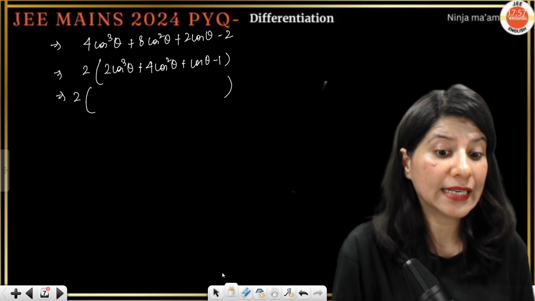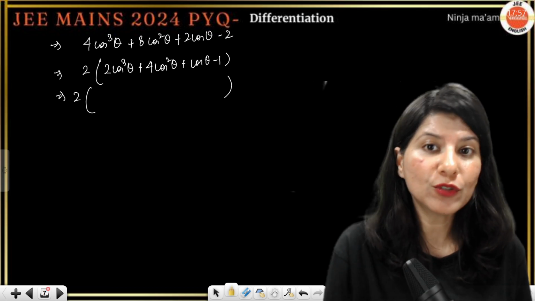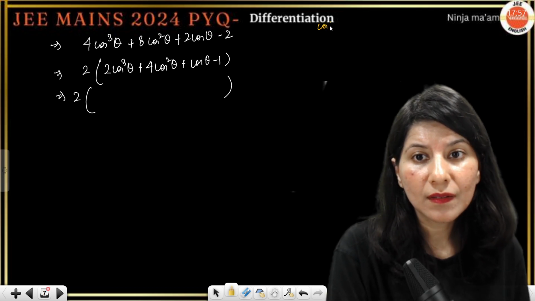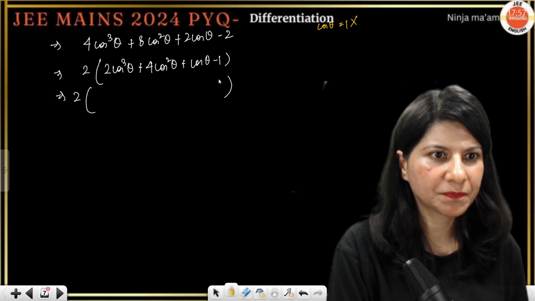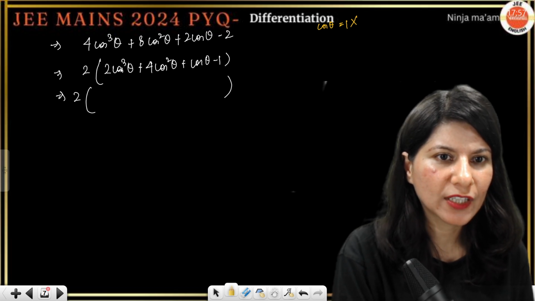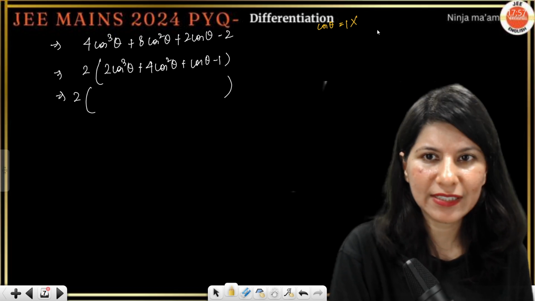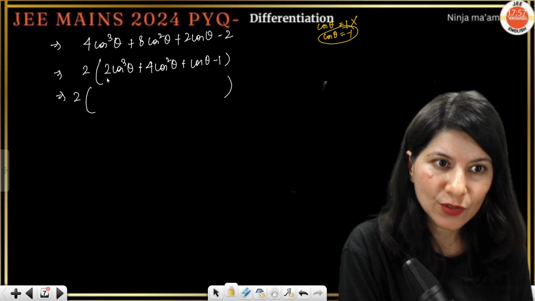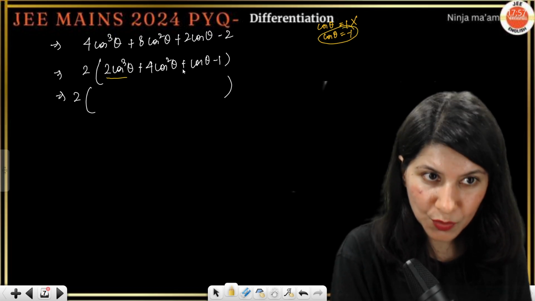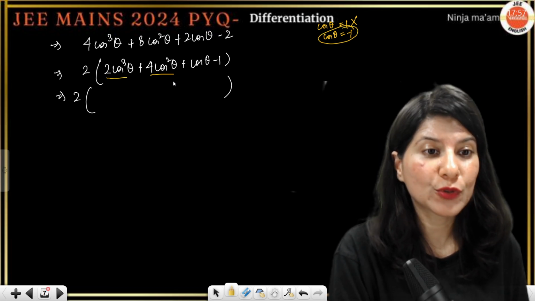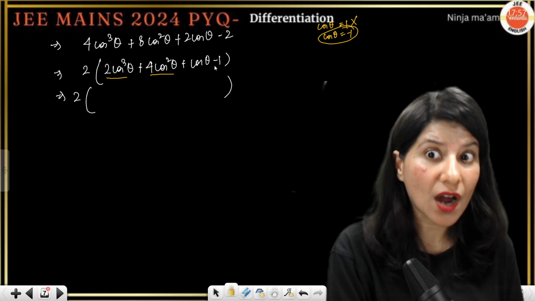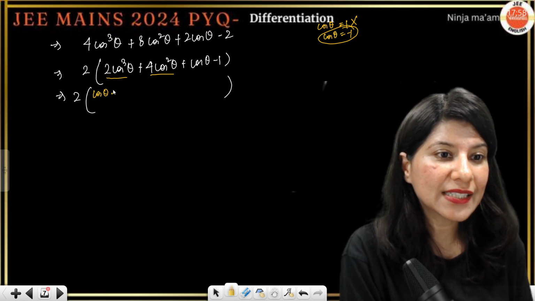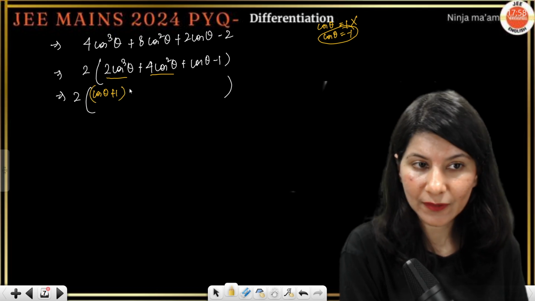Then hit and trial. You have to put cos theta equal to maybe 1. It will not work. Cos theta equals 1: 2 plus 4, obviously 1 will not work. Cos theta equals minus 1. Is it satisfying? So it is going to be minus 2 plus 4, that is 2, and minus 2. Yes. So cos theta equal to minus 1 is satisfying. That means cos theta plus 1 can be a factor.